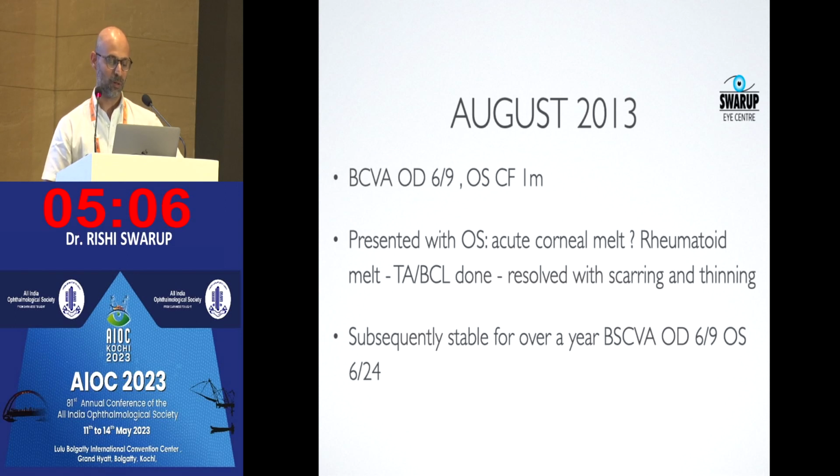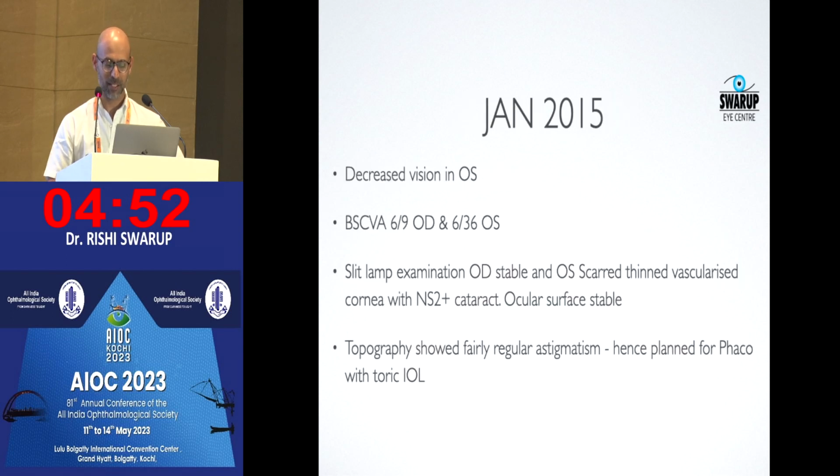But then after that, slowly, her vision in the left eye started deteriorating. And once she presented with an acute melt, again we thought it was a rheumatoid melt. Tissue adhesive and bandage contact lens was done. After that, she remained stable for a year, maintaining a vision of 6/9 in the right eye and 6/24 in the left eye. In January 2015, she deteriorated in her left eye vision to 6/36, and at this time she had a significant cataract. The ocular surface had been stable for a while, and she had a scarred, thin, vascularized cornea.